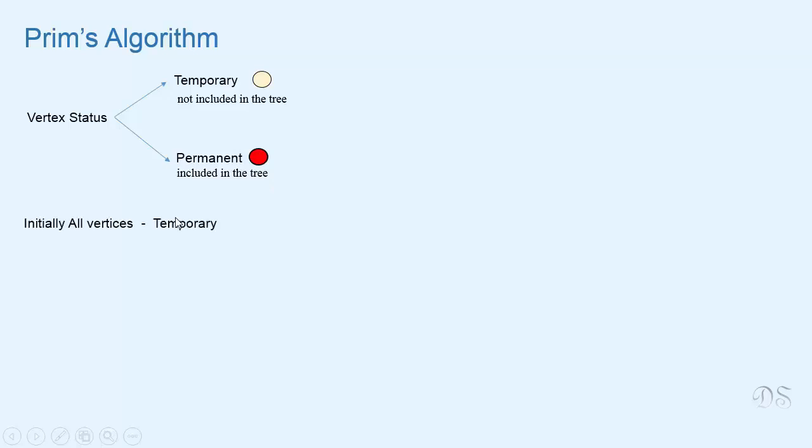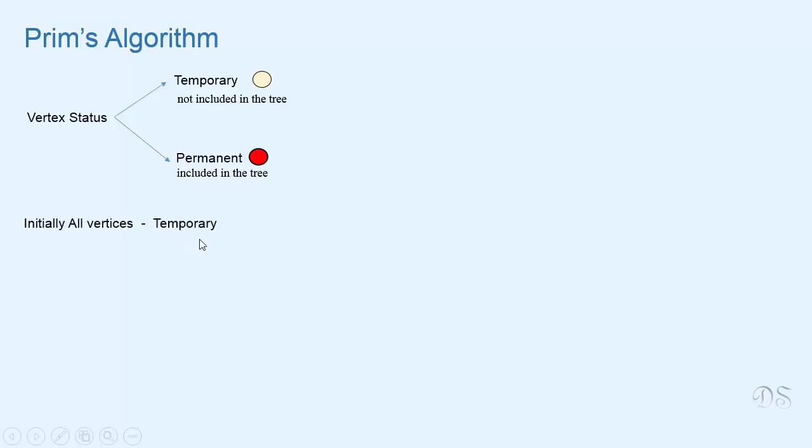In this video, we'll learn about Prim's algorithm, which is used for creating a minimum spanning tree. The procedure of Prim's algorithm is somewhat like that of Dijkstra's algorithm. We'll give each vertex a status. If a vertex is temporary, it means that it has not been included in the spanning tree. And if a vertex is permanent, it means that it has been included in the spanning tree.